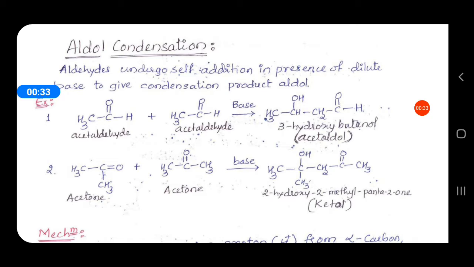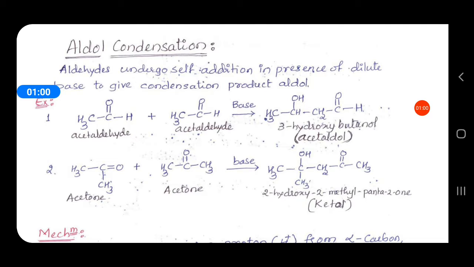In this aldol condensation, aldehydes undergo self-addition in presence of dilute base and give condensation product, and that product is called aldol. Or if ketones are there, they also undergo self-addition and the product is called ketol.